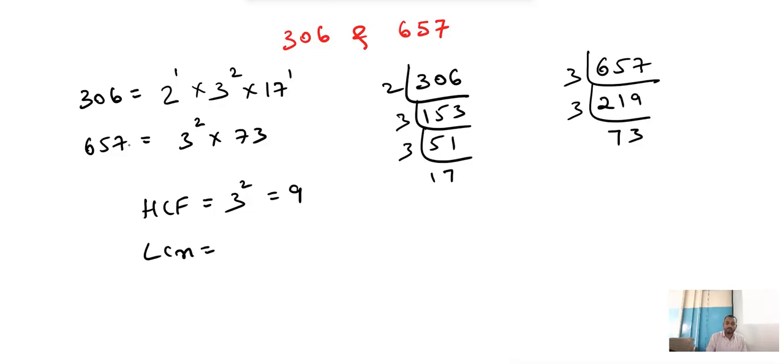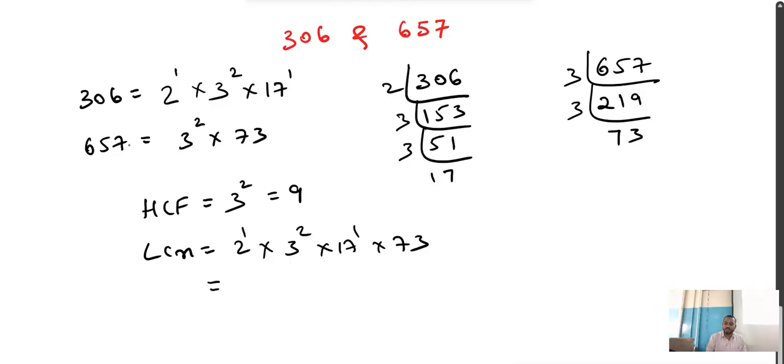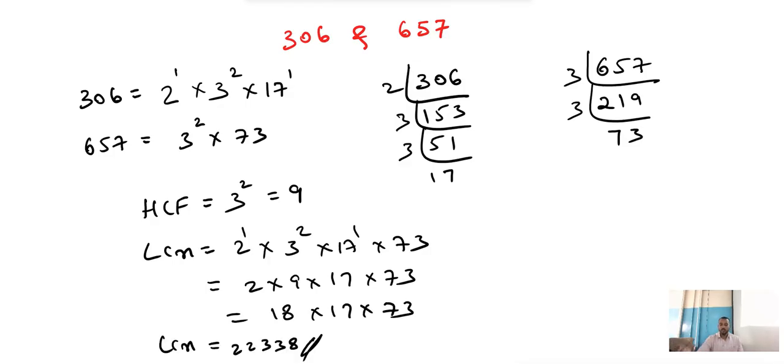Then take the LCM. For LCM, whether it is one time or maximum times, we have to consider the maximum. 2, 1 time. 3, 2 times. 17, 1 time. 73, 1 time. Can you multiply and tell me the answer? 2 power 1 is 2, 3 square is 9, into 17 into 73. 9 2s are 18 into 17 into 73. Can you tell me the LCM answer? Yes, very good. The correct answer is LCM 22338.